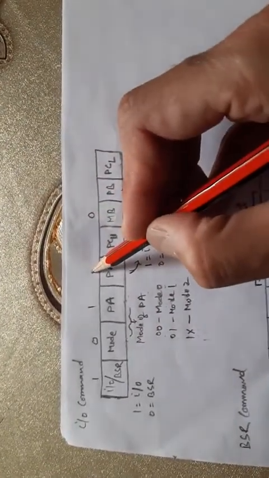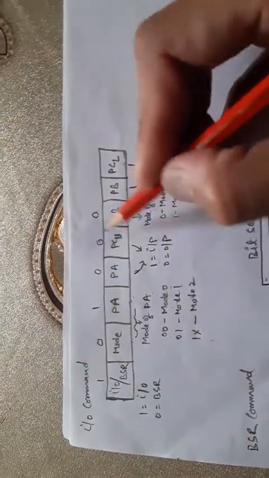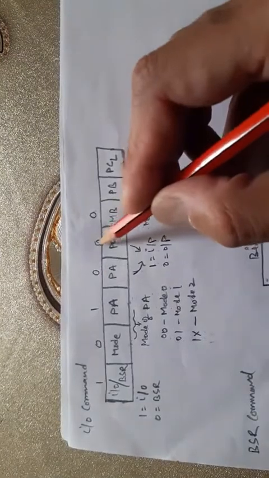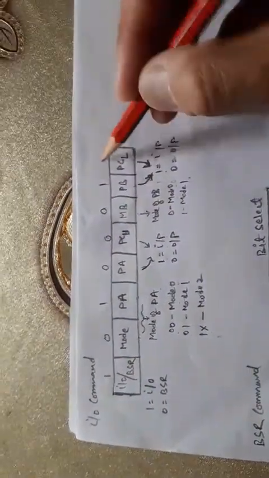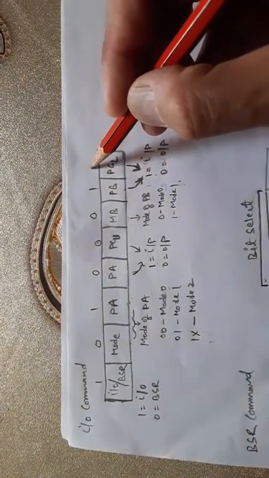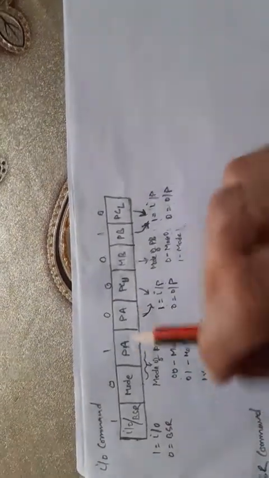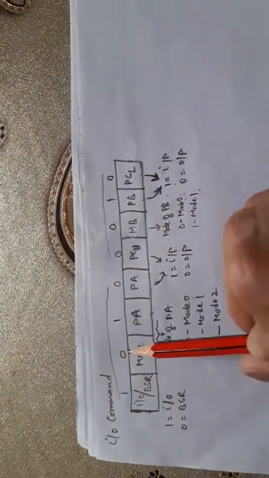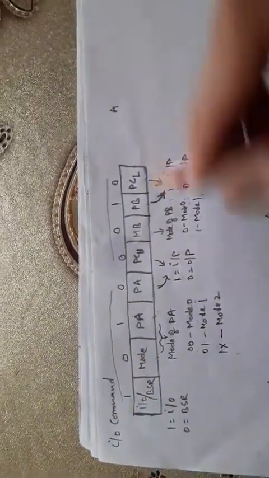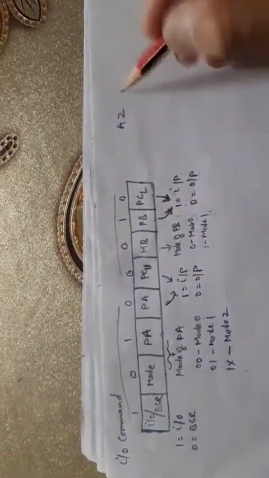Now suppose port A is working as an input port, and suppose I put 0 over here, so port C lower is also working as an output port. Port B is in mode 1, and port C upper, suppose I took 0 over here, is working as an output port. So now what is the command? See here, the first 4 and the second 4: 1 0 1 0, what does it mean? A. And this is 0 0 1 0, which means 2. So this is the command A2H.